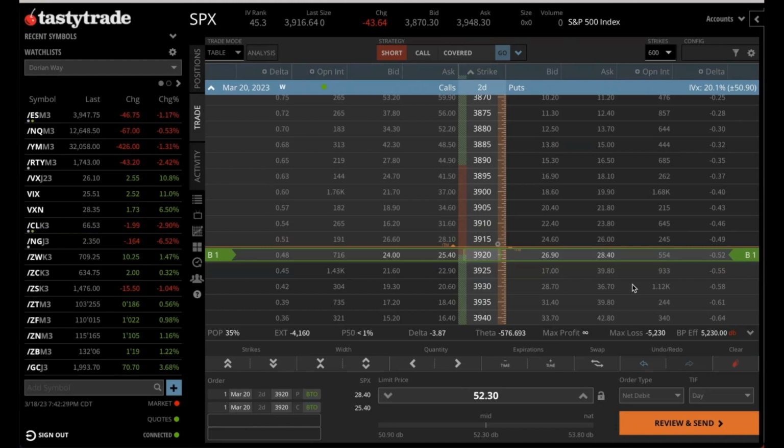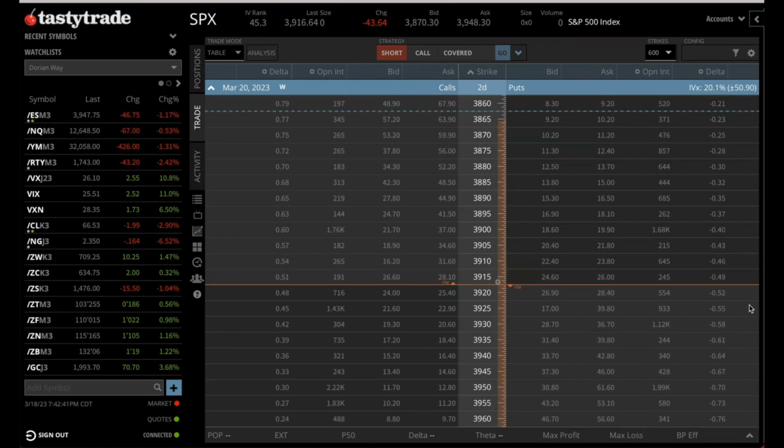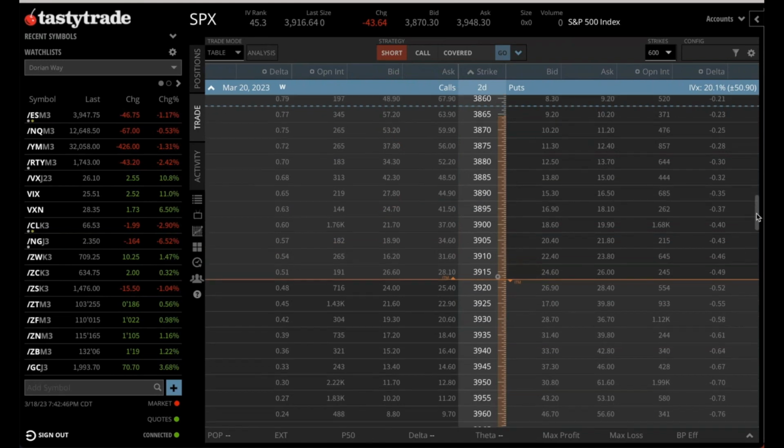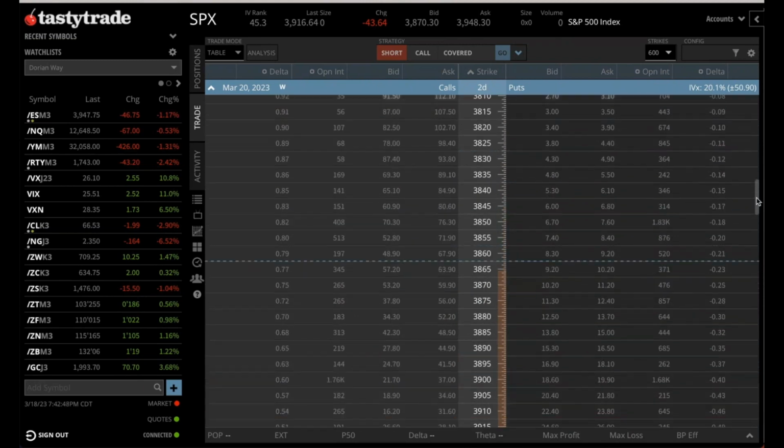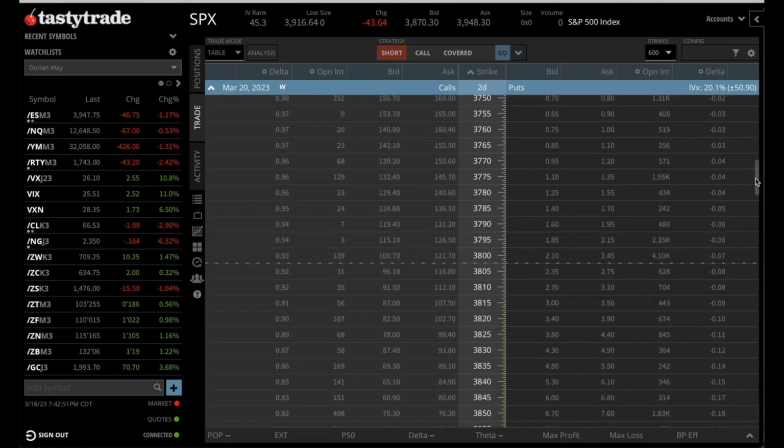So if you take this as 53 times 2, that's going to be 106 points away on both sides. That's what we're going to try to be, at least 106 points away on both sides. So once we figure out the expected move and the straddle price and so forth, then we're going to set this trade up at the 5 delta on both sides.